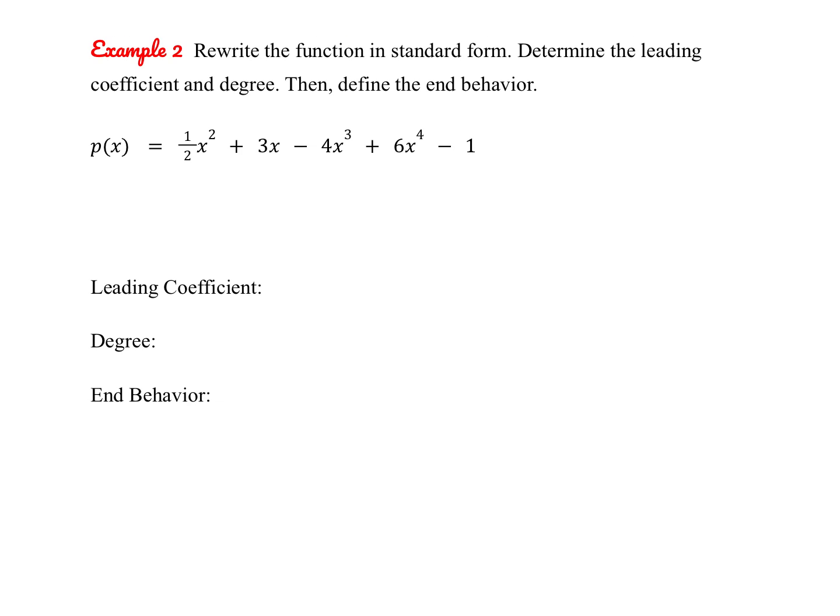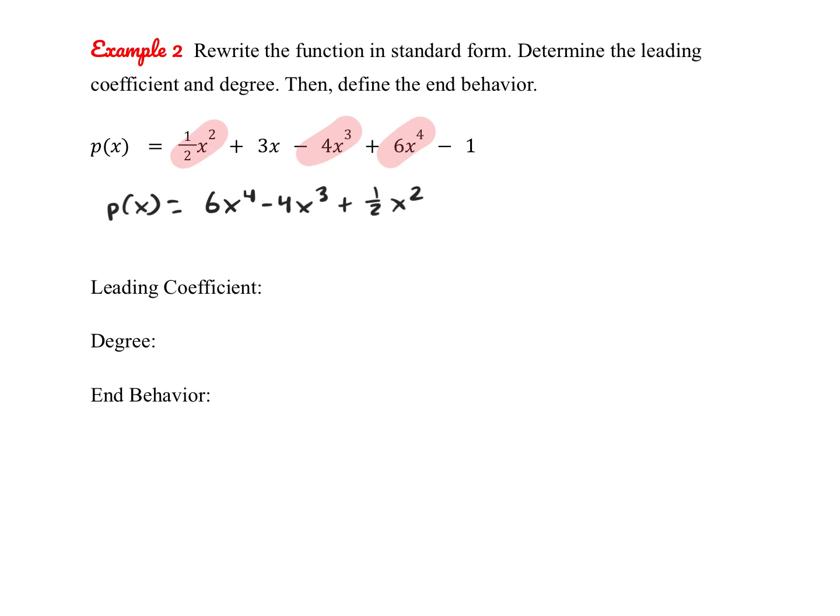All right, let's give this one a try together. First, we're going to rewrite the function in standard form. Then we're going to list the leading coefficient and degree, and then we're going to use those to determine our end behavior. So first, p of x equals, I can see the largest term is 6x to the 4th, and then negative 4x cubed, and then 1/2 x squared.